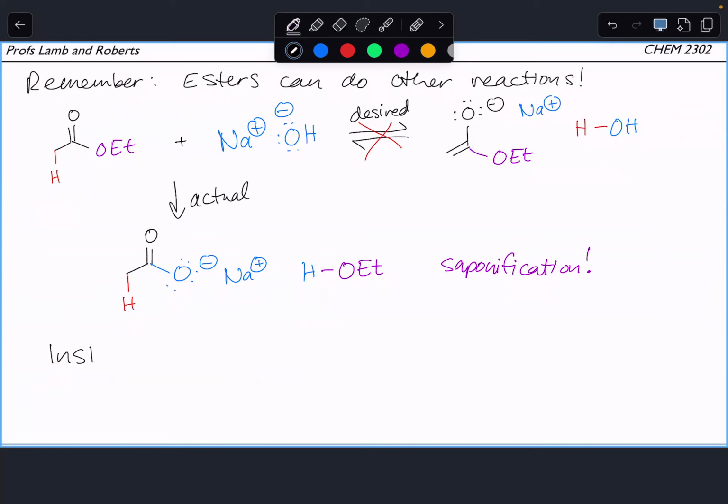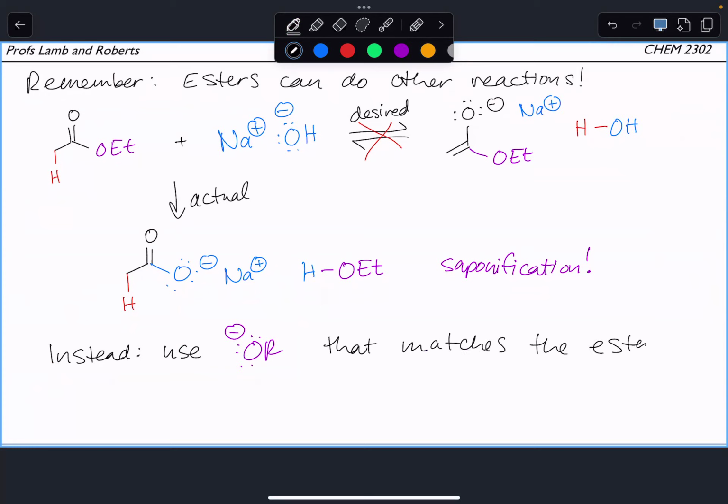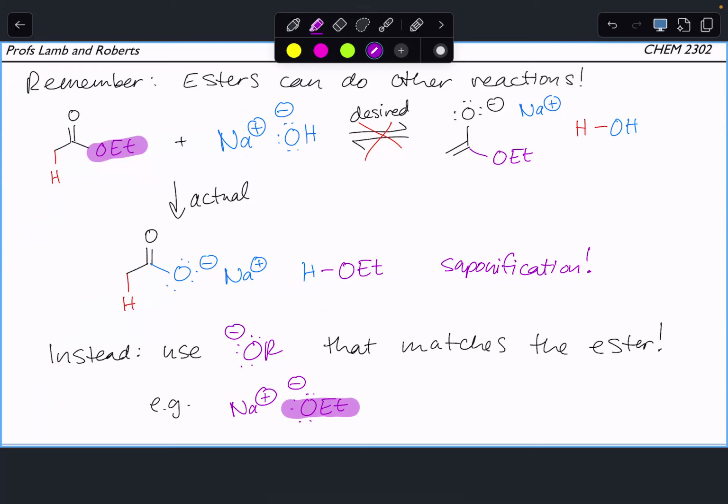Instead, you're going to use an OR minus that matches the ester. In this example, that would be sodium ethoxide. So this ethoxide should match the X on your ester.